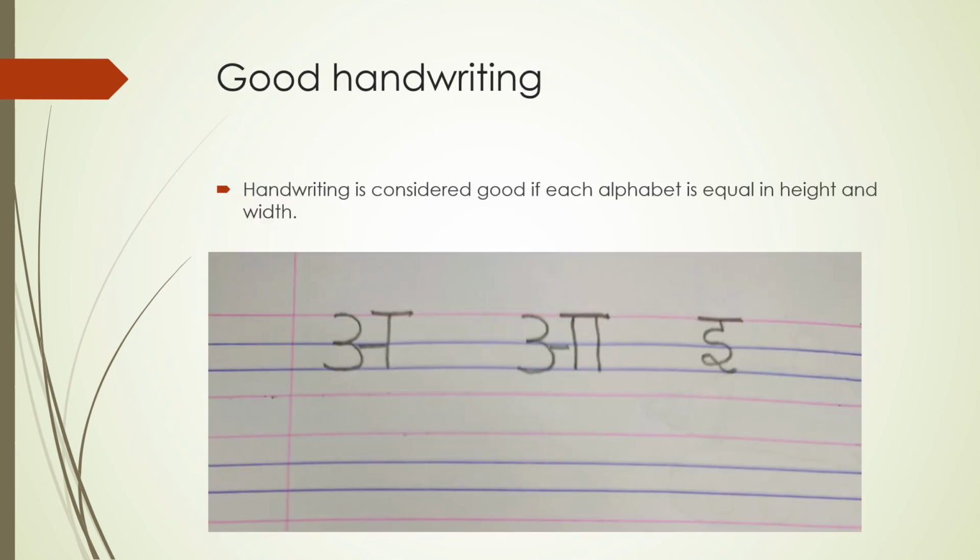Here's a quick tip on good handwriting. In good handwriting, you would have each letter almost having equal height and equal width. Here's an example with a 4-line notebook of A, A, and E, the three swars or vowels that we have learned so far.